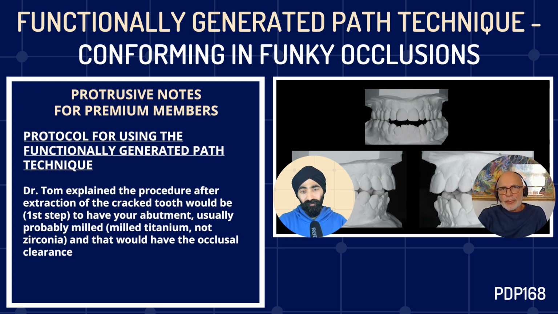So obviously you've extracted the tooth. Hopefully there's been enough bone to place an implant. And the first step would be to have your abutment, usually milled titanium, not zirconia. At the back of the mouth, you don't want to run the risk of a zirconia abutment fracturing, so it'd obviously be titanium. And you would have your occlusal clearance. So that would be the first step.